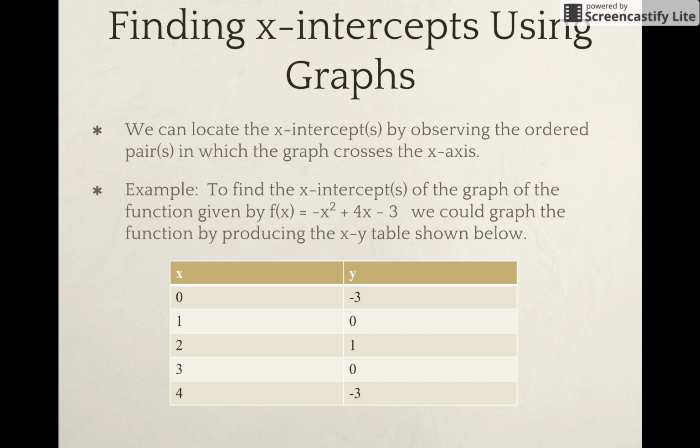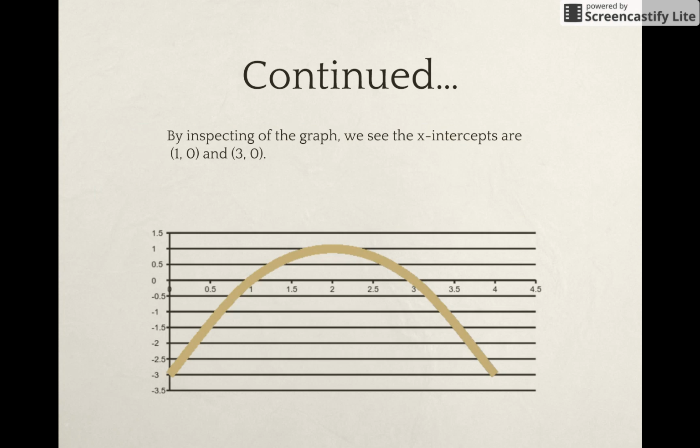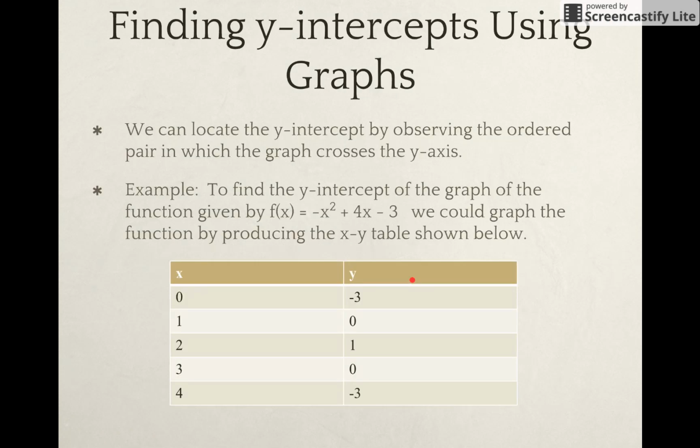If we plot these ordered pairs and construct a graph, we can identify the intercepts on the graph. And we see here the y-axis, and this graph crosses the y-axis at (0, −3). We'll see here the x-axis, and this graph crosses the x-axis at the ordered pair (1, 0), as well as the ordered pair (3, 0).